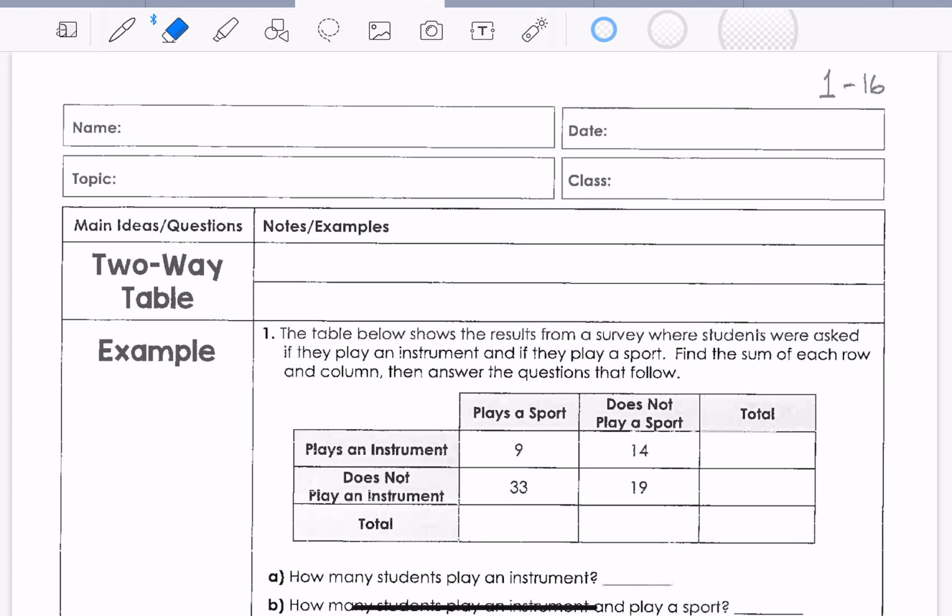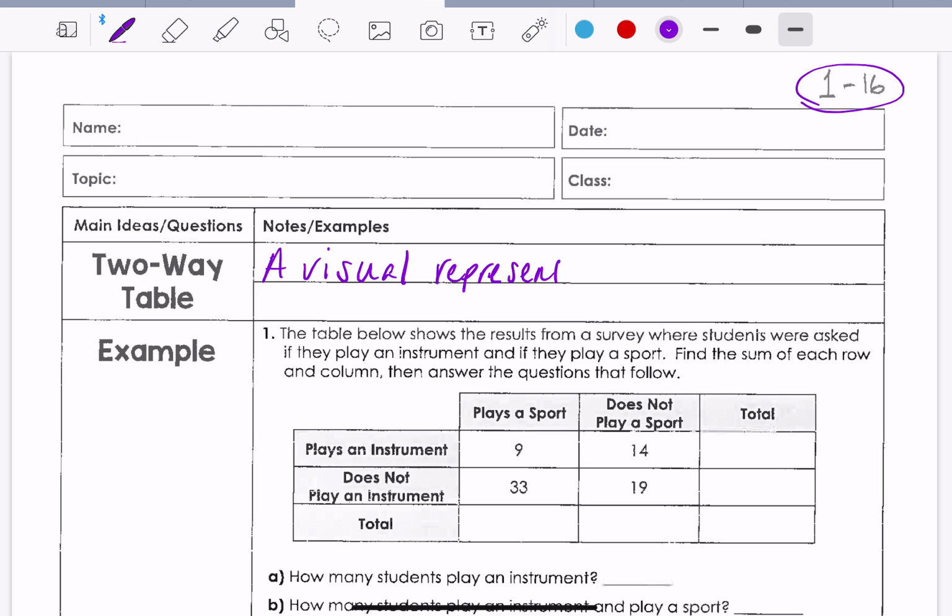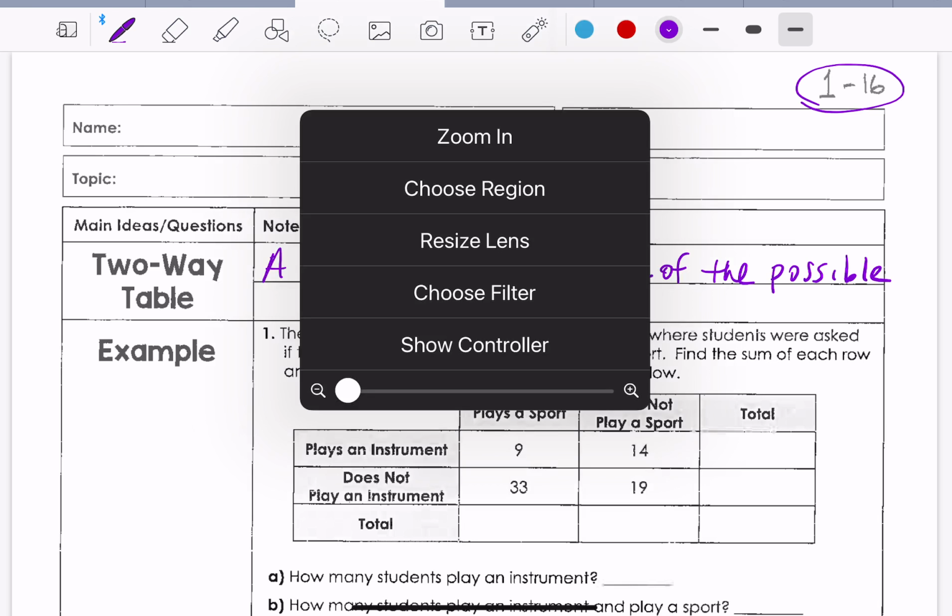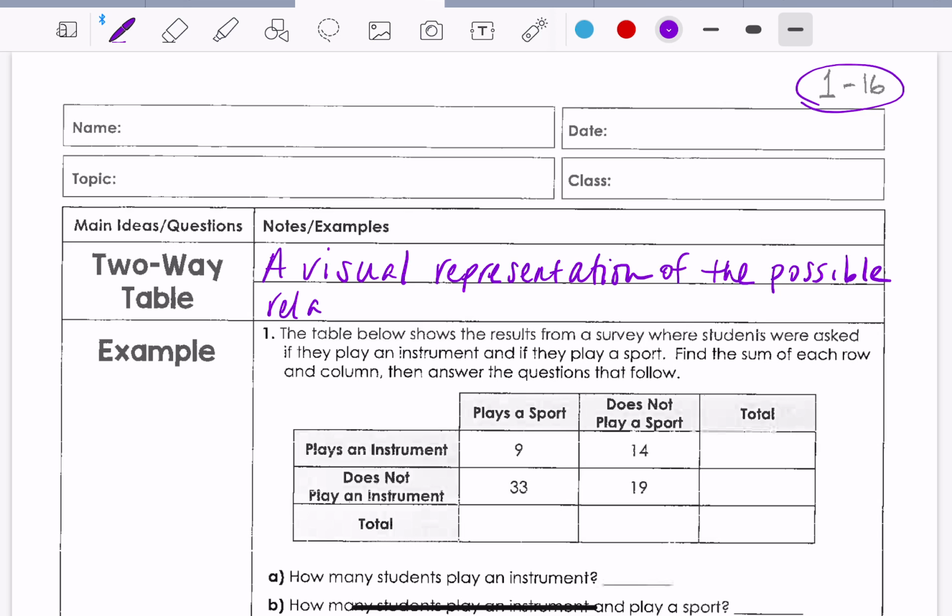Okay, for our next set of notes, we're going to be on page 116 in the notebook, and we're going to be talking about two-way tables. So we're going to put in the definition for a two-way table, and a two-way table is a visual representation of the possible relationships between two sets of data.